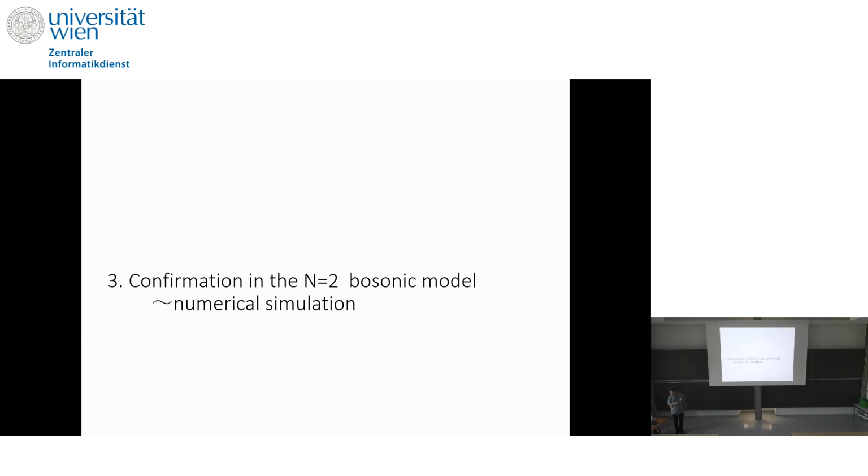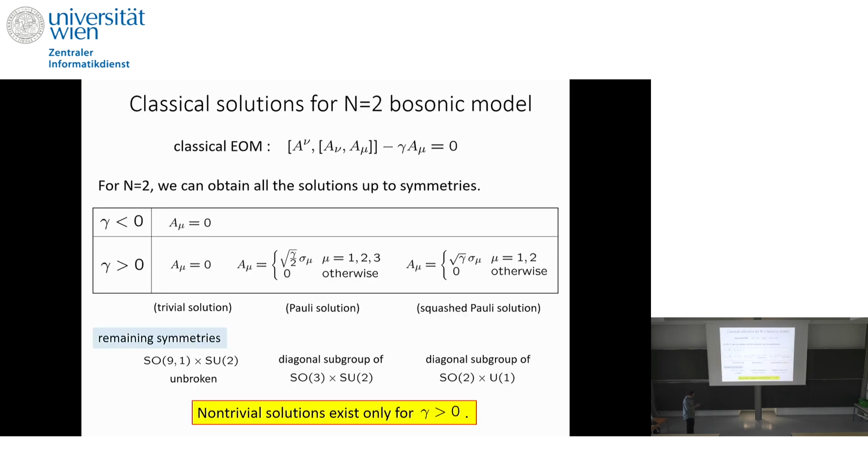So I'd like to show some numerical results of the N equals 2 bosonic model. But let me first say something about this model. So the classical equation of motion looks like this. And in the case of this model, namely 2 by 2 matrices, we can exhaust all the solutions up to symmetry. That's quite a special thing for 2 by 2 matrices. For larger matrices, it's not possible as far as I understand. But in this case, we can do that, and we find that for negative gamma, the trivial solution is the only solution. And for positive gamma, we have 2 more non-trivial solutions.